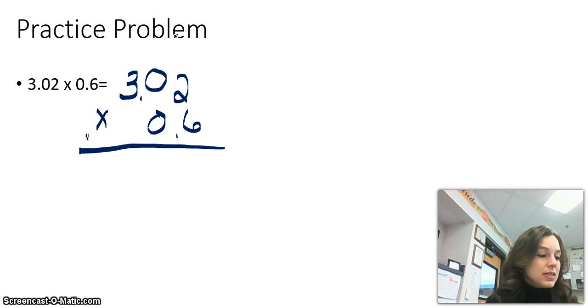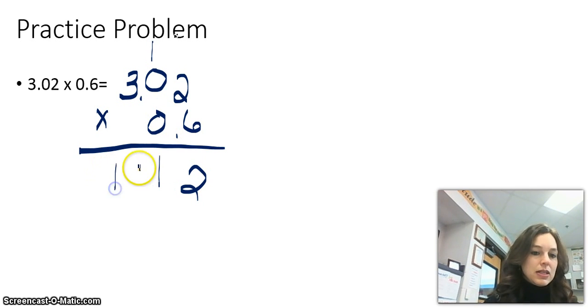6 times 2 is 12. So I carry the 1, bring down the 2. 6 times 0 is 0, plus 1 is 1. 6 times 3 is 18. Now, I really don't have to do the zeros because it will not add any value to my answer. So I'm really done multiplying.